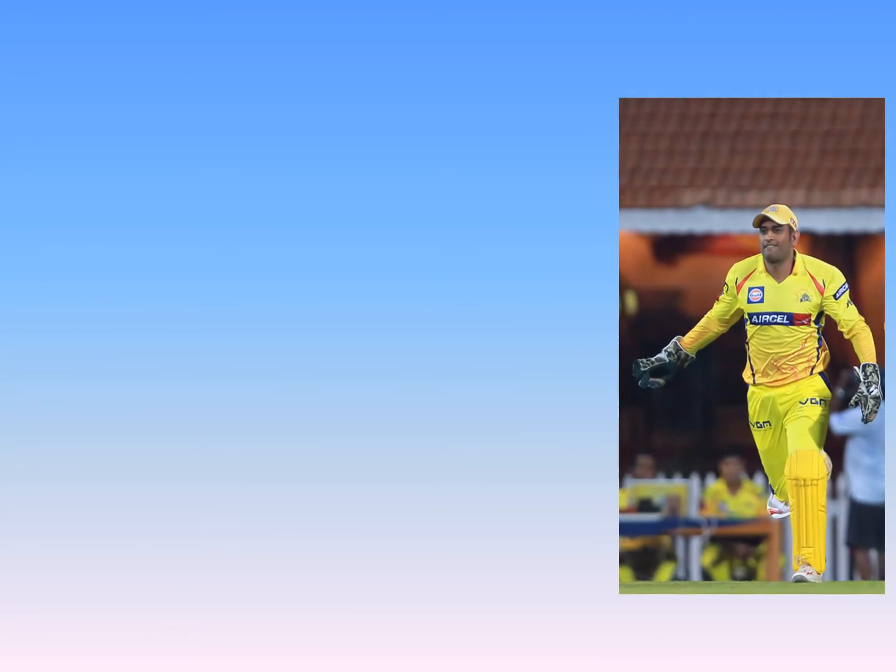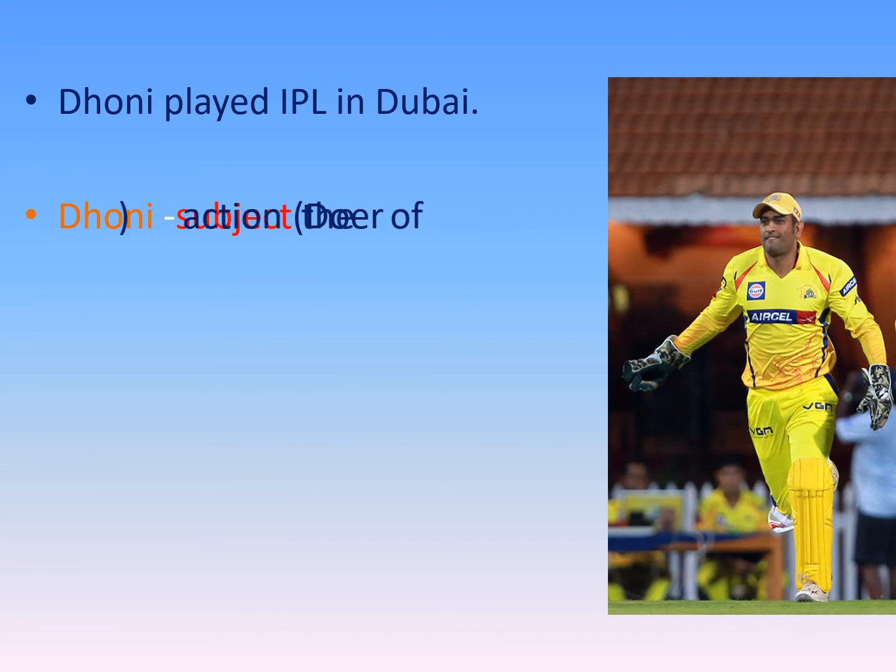Let us see the picture. Who is there in the picture? You know him very well. He is Mr. Dhoni. I will write a sentence using this picture. Dhoni played IPL in Dubai. So, who played IPL in Dubai? Dhoni played IPL in Dubai. So, who did action here? Dhoni did action here. So, we call Dhoni subject of the sentence. So, what is subject? Subject means doer of the action.